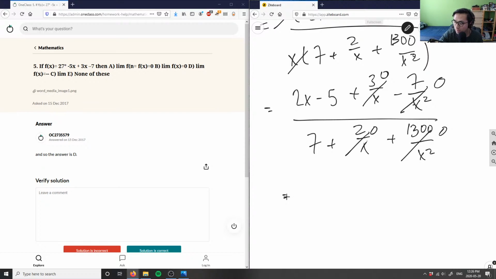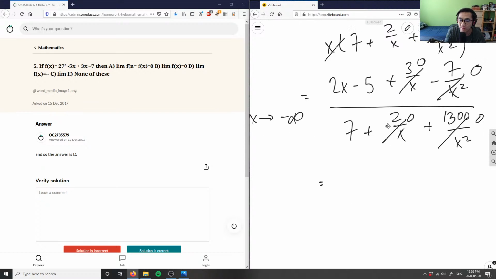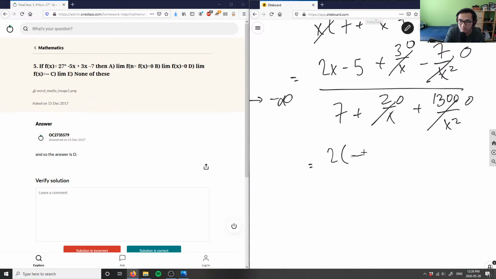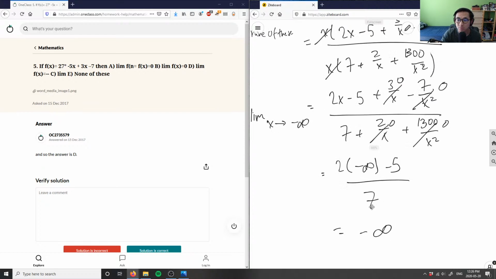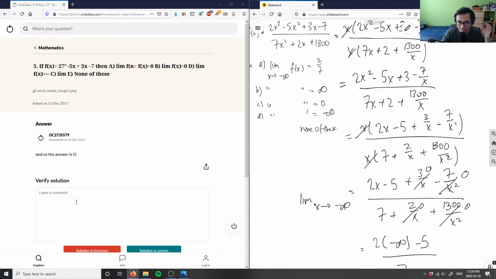So therefore you get 2x here. So I subbed into the limit, finding the limit as x approaches negative infinity. Now I subbed in negative infinity here, so I would have 2 times negative infinity minus 5, all over 7. If negative infinity is at the top, it's going to basically reign over, so in this case this is simply equal to negative infinity. So the answer here is D. This is why this works, so this answer is D, and this solution is correct.